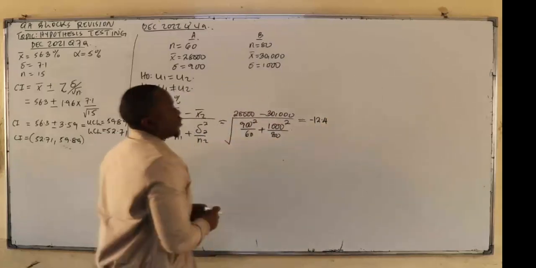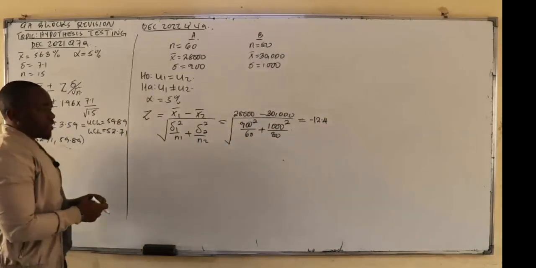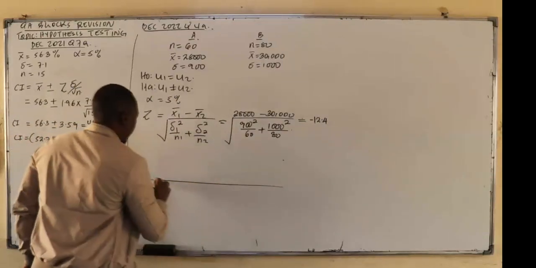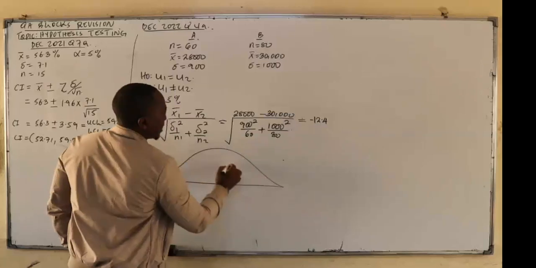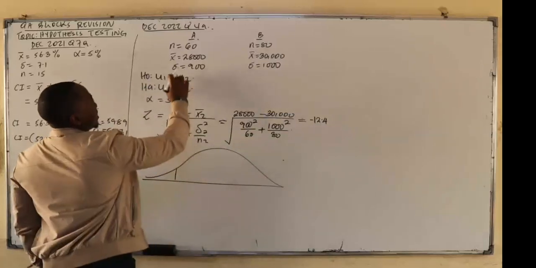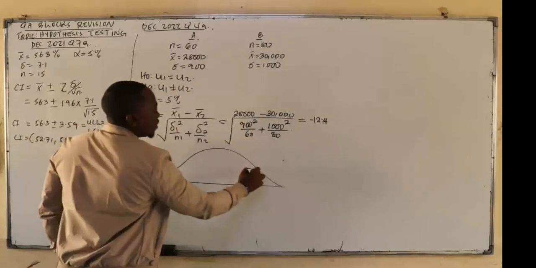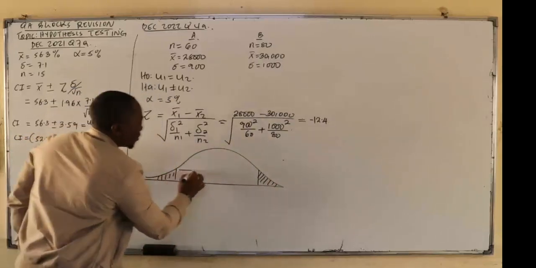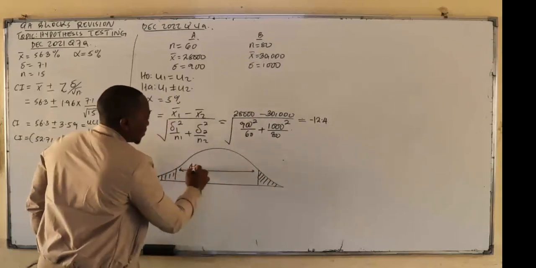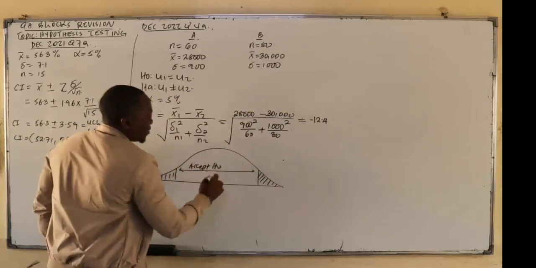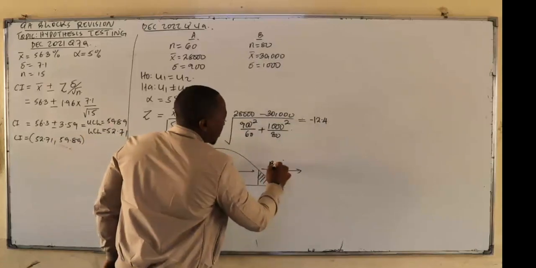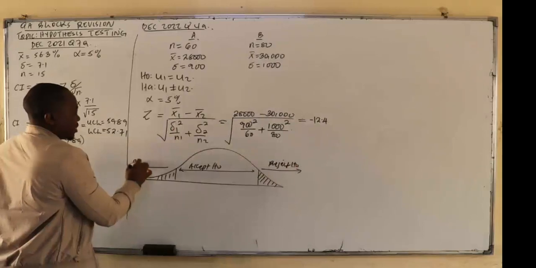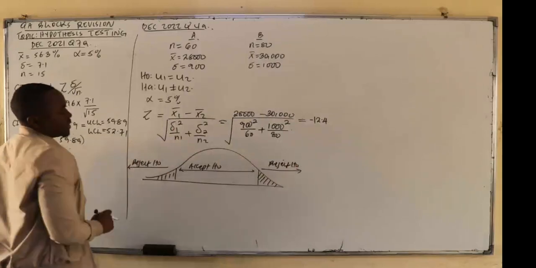12.40. So now you compare Z calculated against Z critical. Now, Z critical, you come up with a decision rule. And we say that when the inequality of the null hypothesis is not equal to, we use a two-tail test. So here we accept the null hypothesis. Here you reject the null hypothesis. Here you reject the null hypothesis.